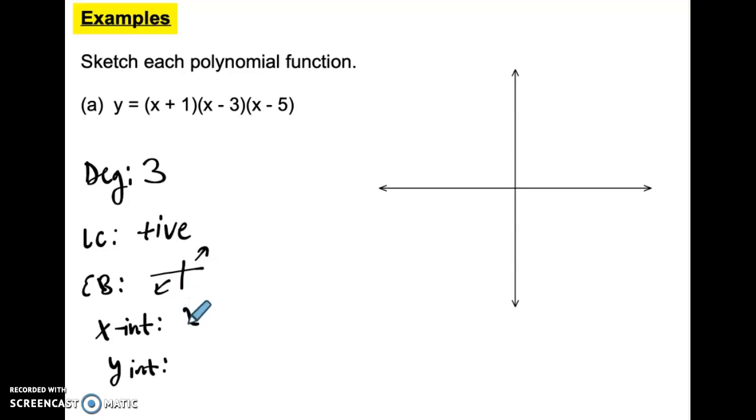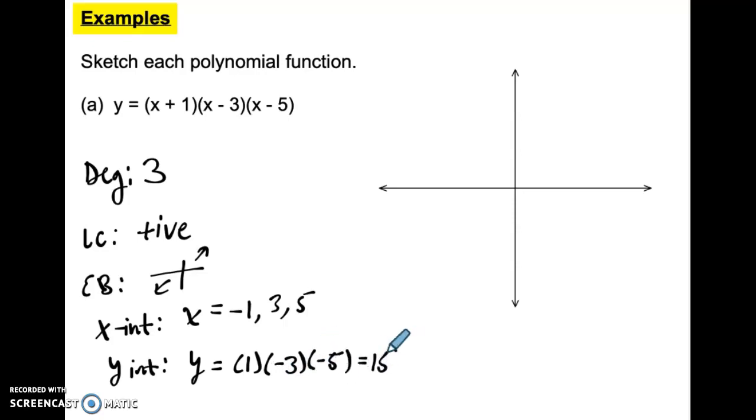Okay, the x-intercepts are x equals -1, 3, and 5, which we just read off of our brackets. And the y-intercept is when we plug 0 in for x, and we would have gotten 1 times -3 times -5. So it would be 15. We are going to need a scale here, just like with every graph that we've done. So I'm going to put in a scale going up by 2s.